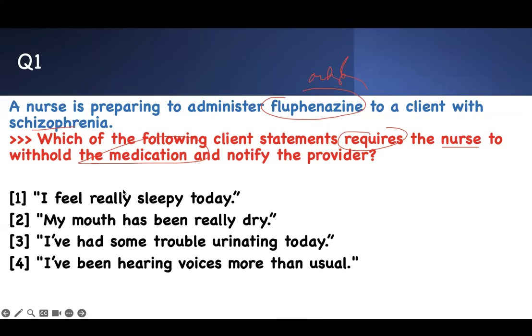If you need more, check Adapting Class. I have a bunch of mental health pharmacology that will help you answer this question. Fluphenazine is what? Antipsychotic. It's a first generation antipsychotic. Which of these symptoms should concern you? That's all. I give you 10 seconds to answer that. I feel really sleepy today. My mouth has been really dry. I had some trouble urinating today. I have been hearing voices more than usual. What do you think?